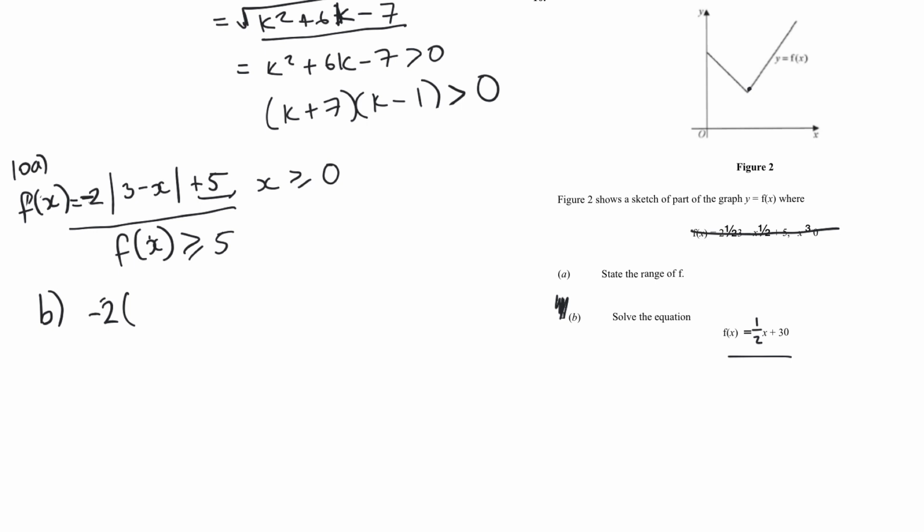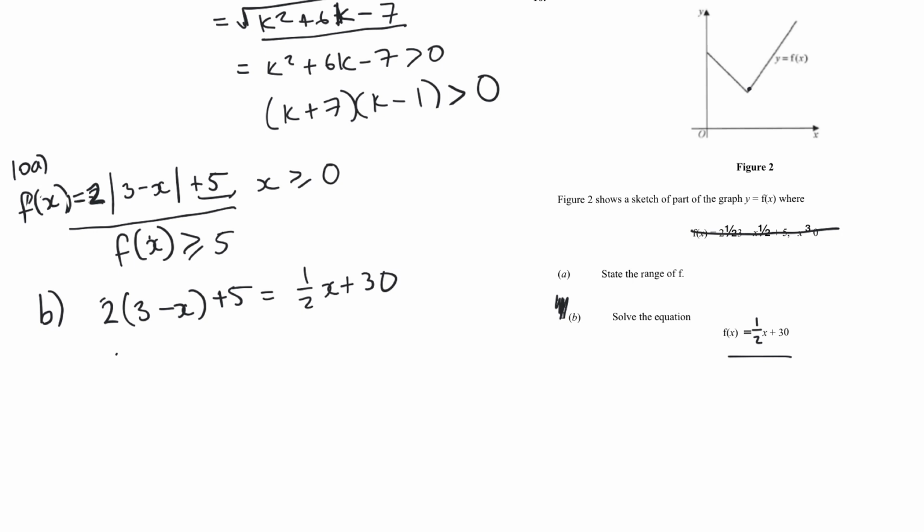Okay, so minus 2 bracket 3 minus x plus 5 is equal to half x plus 30. And then if we expand the brackets, now the key thing here is that, oh, there's no minus there. I don't know where I got that from. Okay, so the key thing here is that when you've got a modulus, you've got the negative values becoming positive, and then you've just got the normal positive values.